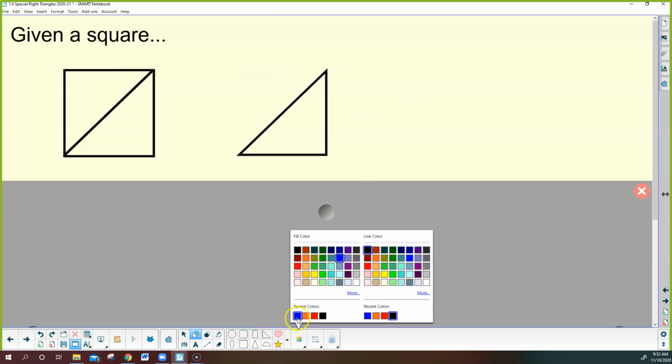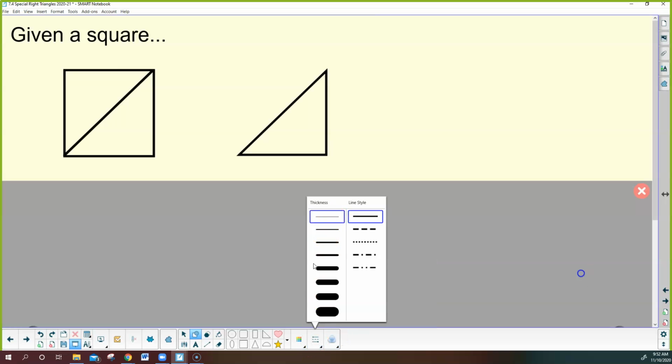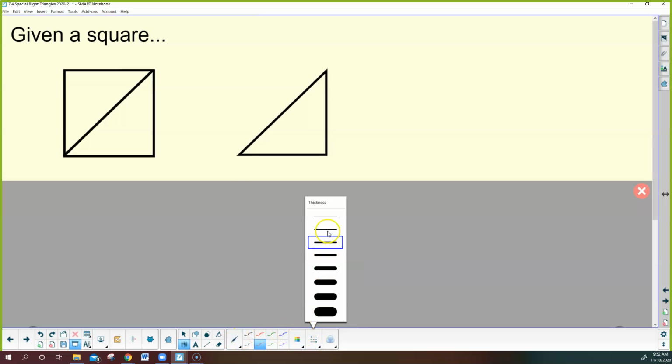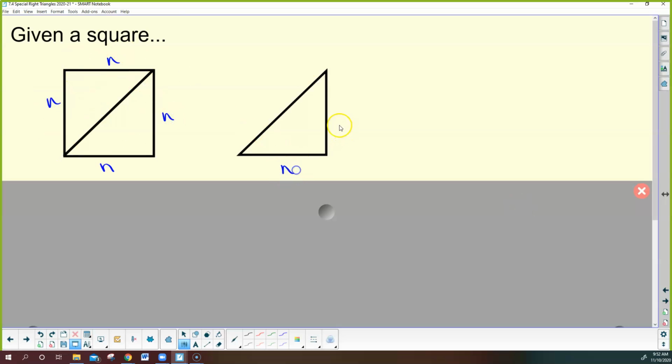Well, in a square, let's call this n. A side length in a square is n, n, n, right? All 4 sides are equal, so this is n, this is n. Now, another thing about a square is it's 90 degrees. Right? So if that's 90 degrees, how long is the hypotenuse? Well, we know the Pythagorean theorem. C squared has to equal a squared plus b squared. Now notice, we don't know what they are, but I called them n because they're equal.